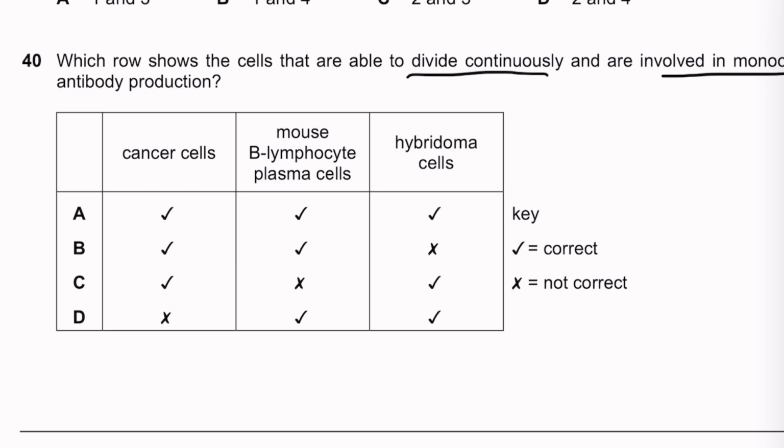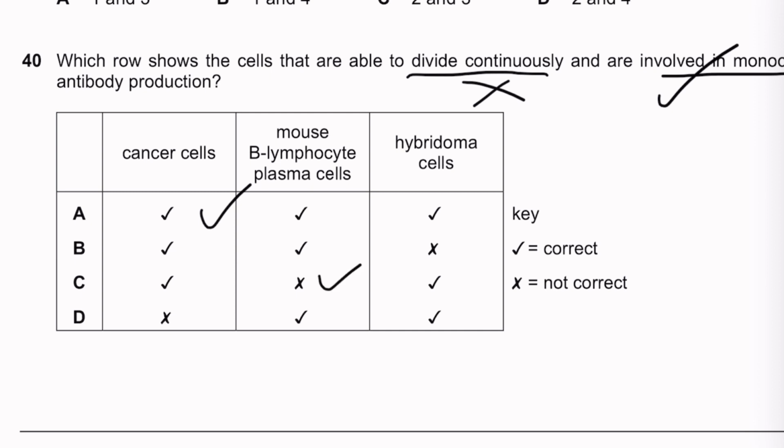Let's see. B myeloma cells are involved in monoclonal antibody production and are able to divide continuously. So I'd say yes, cancer cells are filling up both categories. However, mouse B lymphocyte plasma cells are not able to fill out this category because yes, they are involved in monoclonal antibody production, but they cannot divide continuously because they are not cancer cells. They're not rich in telomerase, obviously. So we have to make it an X.